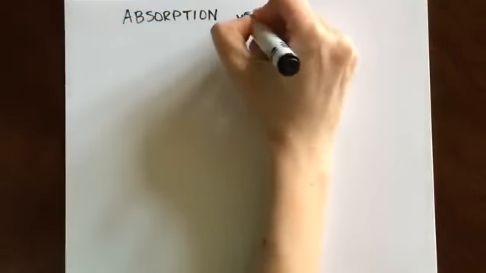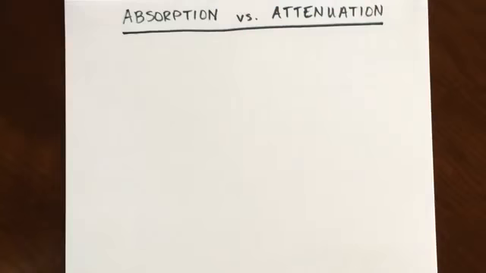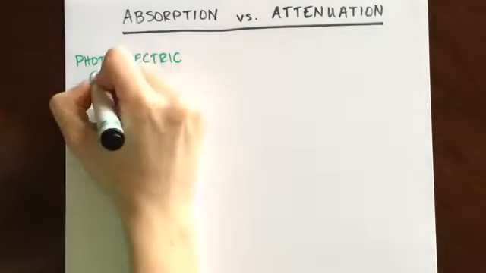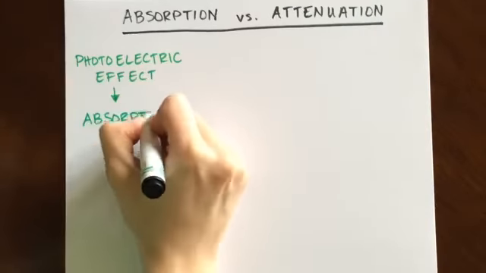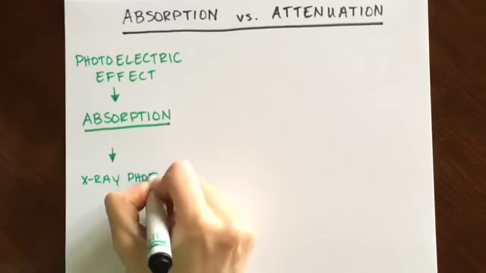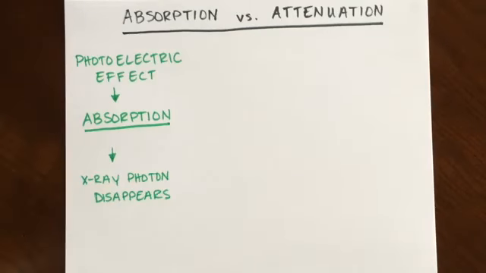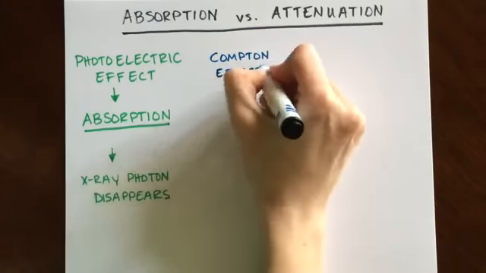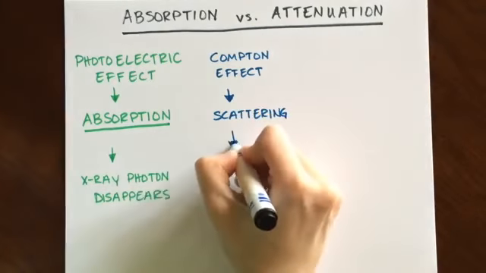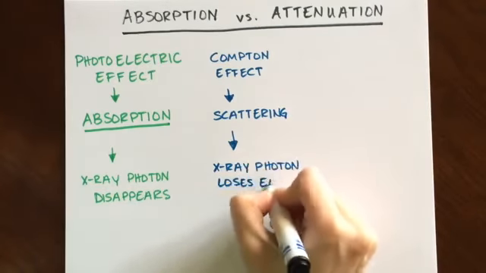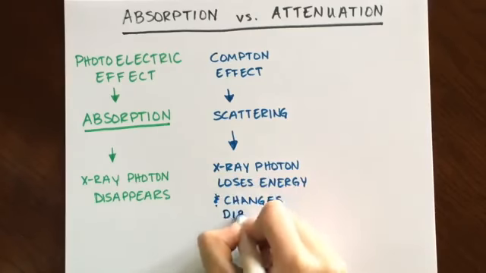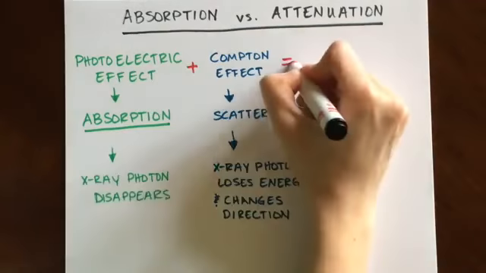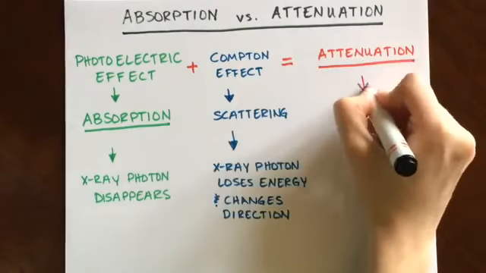Finally, we need to discuss the difference between 2 terms, absorption and attenuation. With absorption, it is considered an all or none process. Either the X-ray is absorbed and disappears, or it doesn't. If an X-ray is partially absorbed, it is considered a scattering interaction, since the X-ray photon emerges with less energy and in a different direction. Attenuation is the product of absorption and scattering.